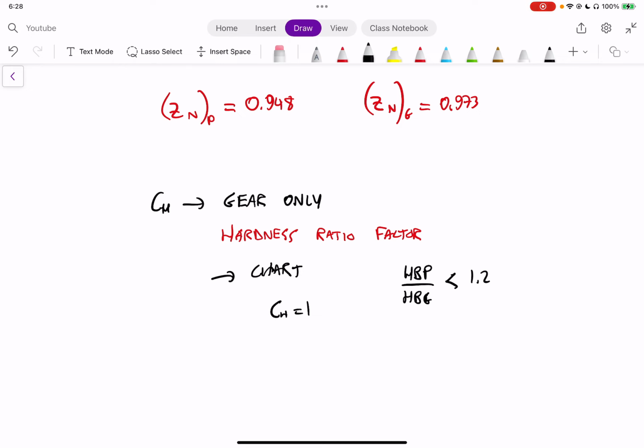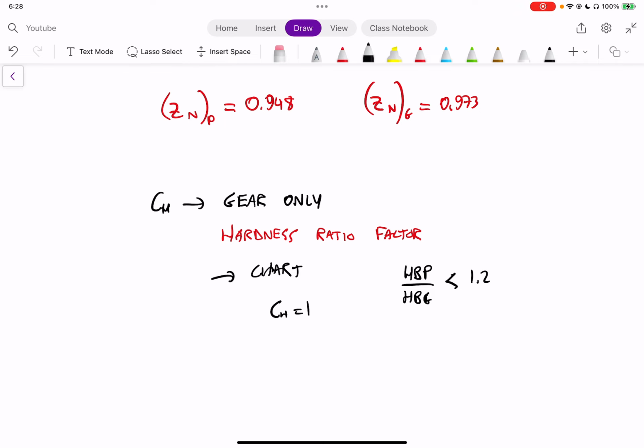So what happens in real life is that usually the safety factor of the gear is higher than the pinion, and therefore what we do is we try to design the pinion to compensate for its lower safety factor. So what we can do sometimes is we can have a higher hardness on the pinion than the gear in order to counter the fact that the pinion rotates more times and the teeth hit more times than the gear. So that's why we have this hardness ratio factor only for the gear.